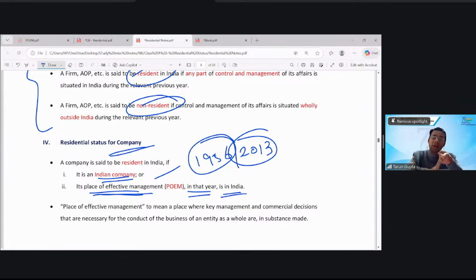So for a company, you'll be a resident either if you are an Indian company, or if you're not an Indian company, meaning you're a foreign company, then you have to see where your POEM is. POEM means place of effective management. We'll do this in detail. Wherever your POEM is, if your POEM is in India, then you will qualify as resident. As I said, residential status is a yearly concept. So we have to see the POEM of foreign companies every year. It may happen that for year one, the company qualified as resident in India because its POEM was in India. But in the next year, it shifted the POEM and therefore it qualified as non-resident. Okay, we'll do this in detail.